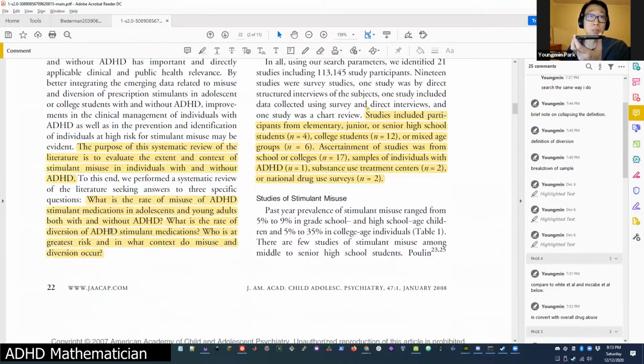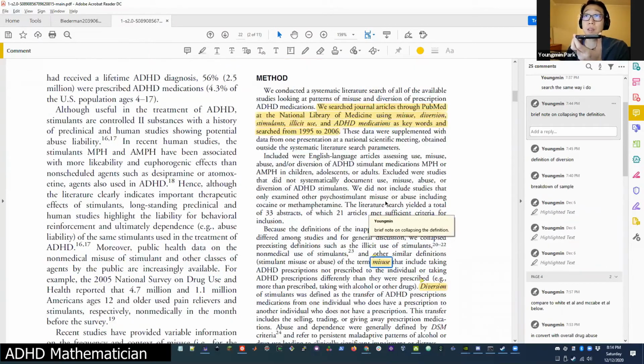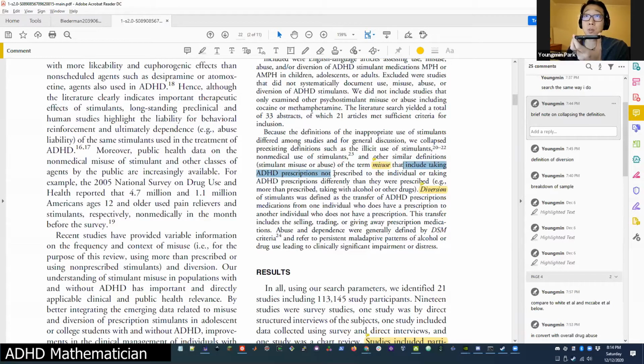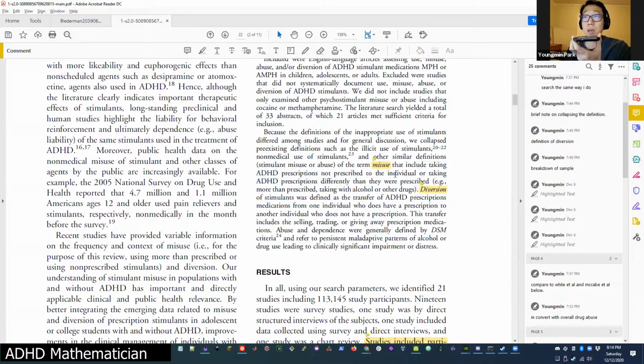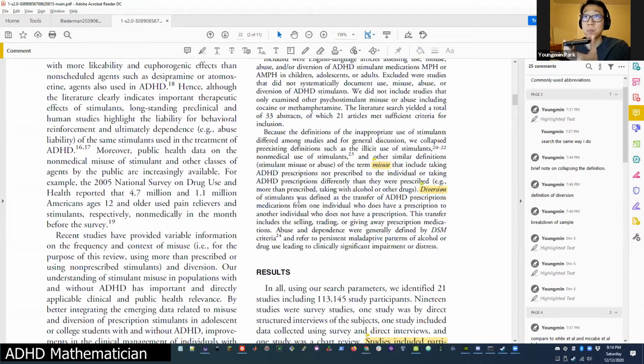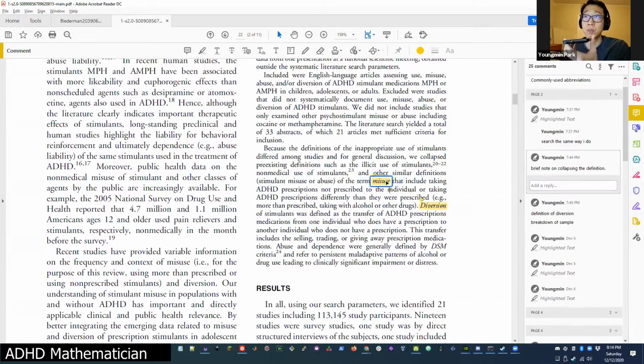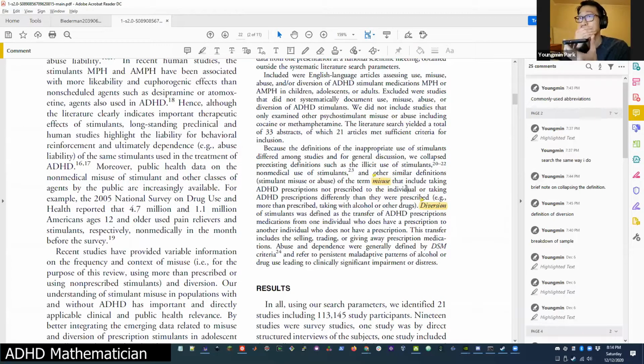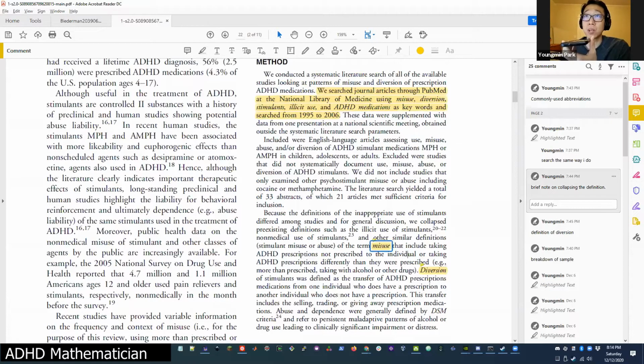And they're careful to define these terms. Misuse includes taking ADHD prescriptions not prescribed to the individual or taking prescriptions differently than they were prescribed. They collapse all of these different terms for misuse. If they find that in the literature as they're searching, then they just group that under the single word misuse. Diversion is the transfer of prescriptions from one individual who does have a prescription to another individual who does not have a prescription. They look at both of these. I won't focus on diversion too much. I'll very briefly summarize some of the studies they talk about with regards to misuse.